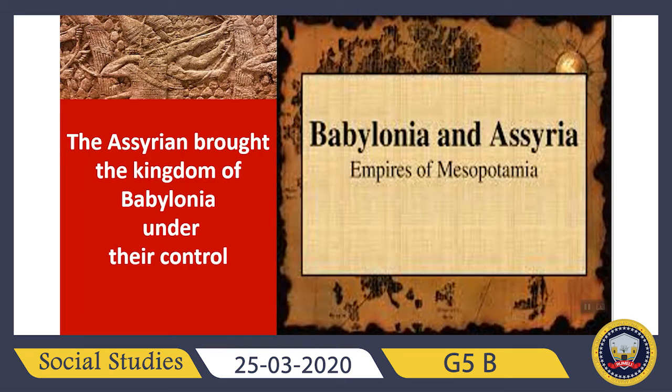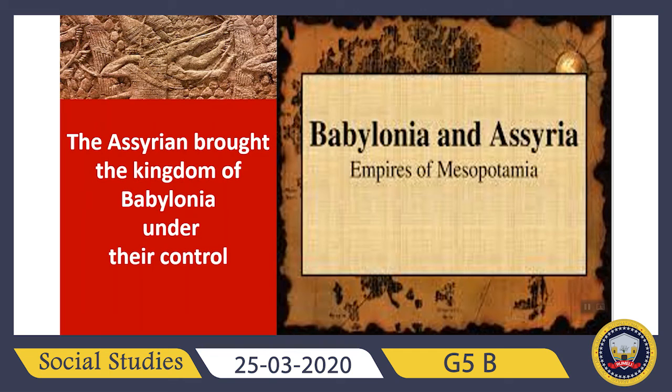Next we have the connection between Babylonia and Assyria. They both were empires of Mesopotamia, but who ruled over whom? The Assyrians were able to expand and develop an Assyrian empire. How? As we read, they were very tough warriors and they knew how to make iron weapons. So they brought the kingdom of Babylonia under their control.